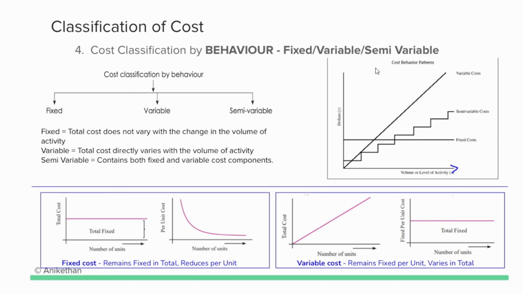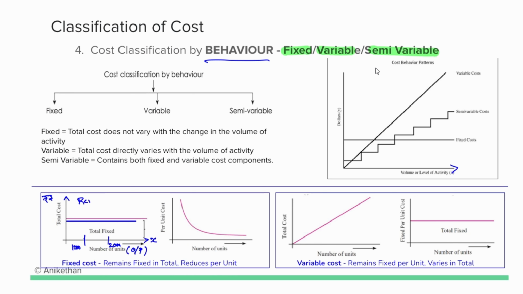The fourth type of classification is by behavior. What is the behavior of the cost with respect to the output? So behavior can be fixed, variable, and semi-variable. Let's learn one by one. To understand, look at the graph at the bottom left. On the x-axis, you have number of units or output, and on the y-axis, this is your cost. As the organization manufactures the products, let's say 1000, 2000, at all the levels, your cost is the same. Such type of behavior is called fixed cost.